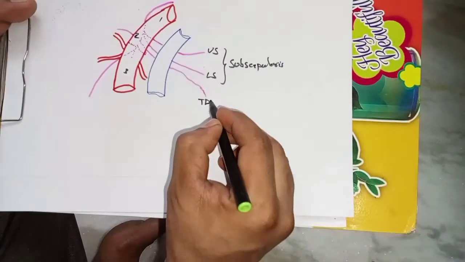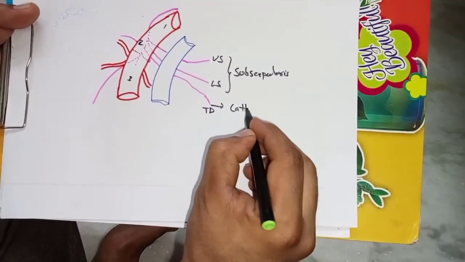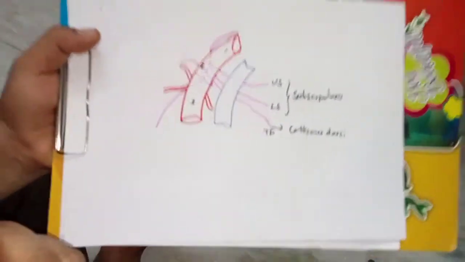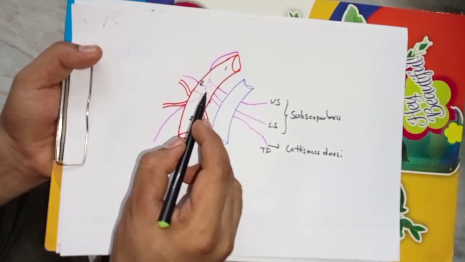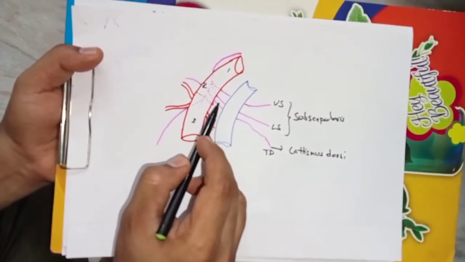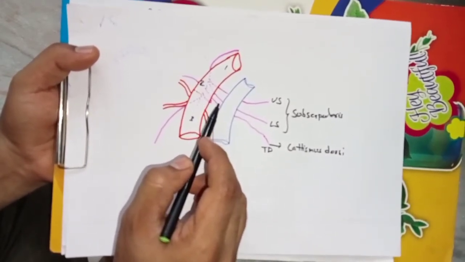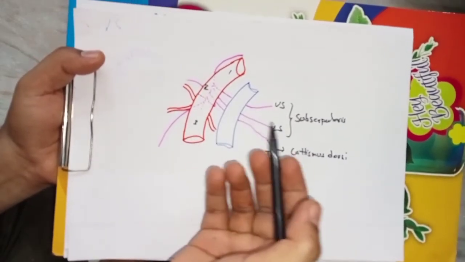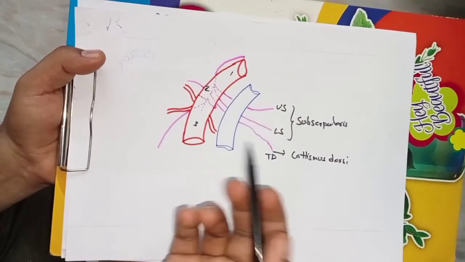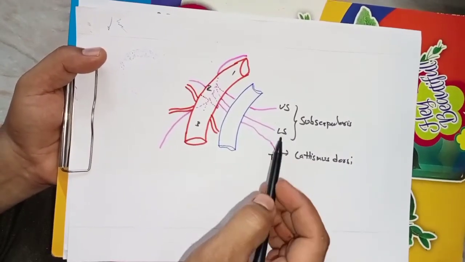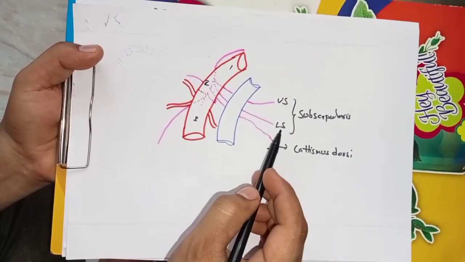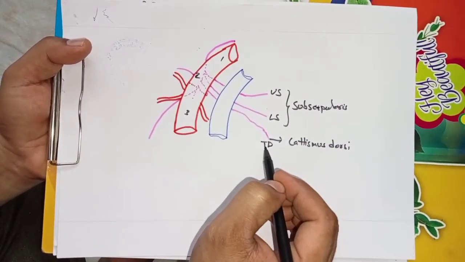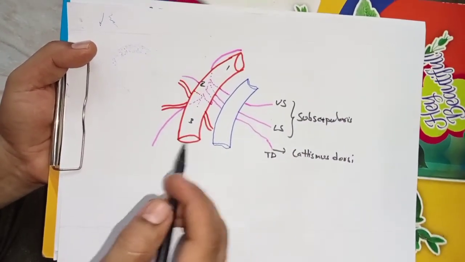This thoracodorsal nerve is going to supply the latissimus dorsi. They are rising posterior to the second part, and running posterior to the axillary vein, running posteriorly. And why are they running posteriorly? They are going to supply the scapular muscles. The scapula is present behind, so the upper and lower subscapular nerves supply the subscapularis, and the thoracodorsal nerve supplies the latissimus dorsi.